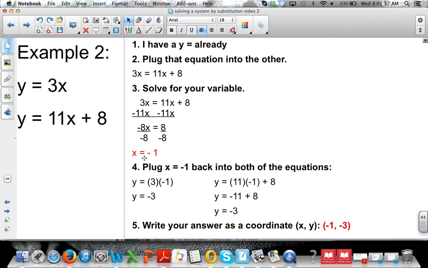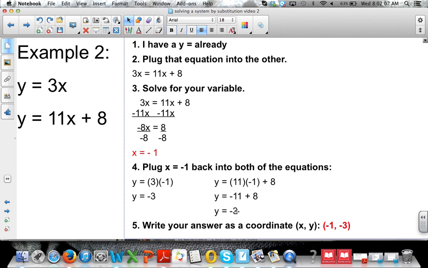So now that I know x equals negative 1, now I do need to go plug it back into both my equations. So on the left here, I have the first equation, and on the right, I have the second equation. So I plugged in x equals negative 1. I've got y equals 3 times negative 1. That's just negative 3. Then go to my second equation. I've got y equals 11 times negative 1, and then add 8 to it. And so that's going to be negative 11 plus 8, which is negative 3. So that's good. They match.